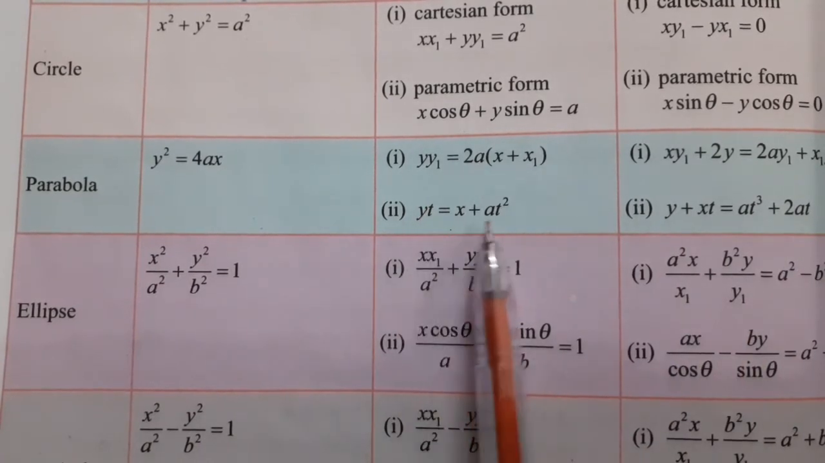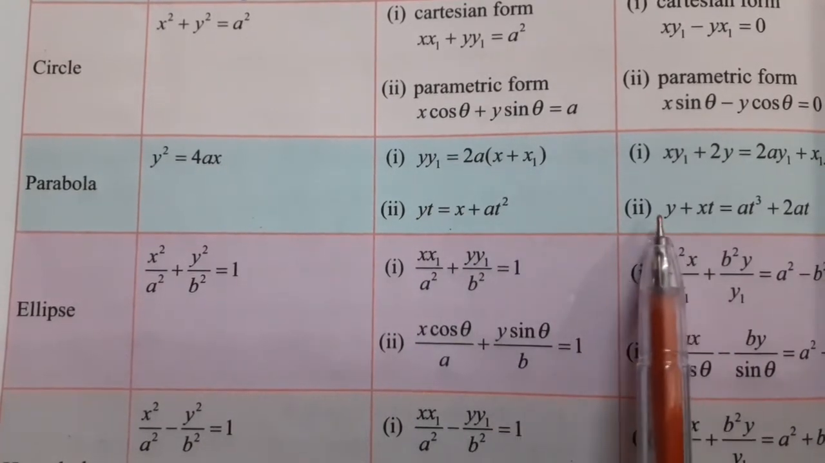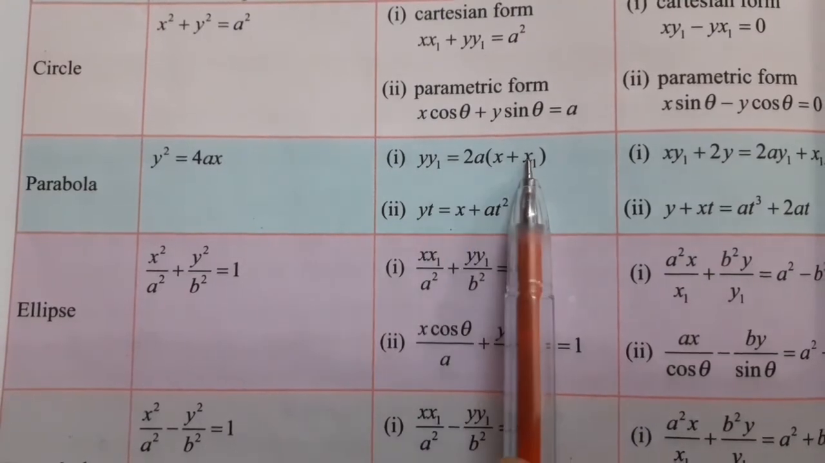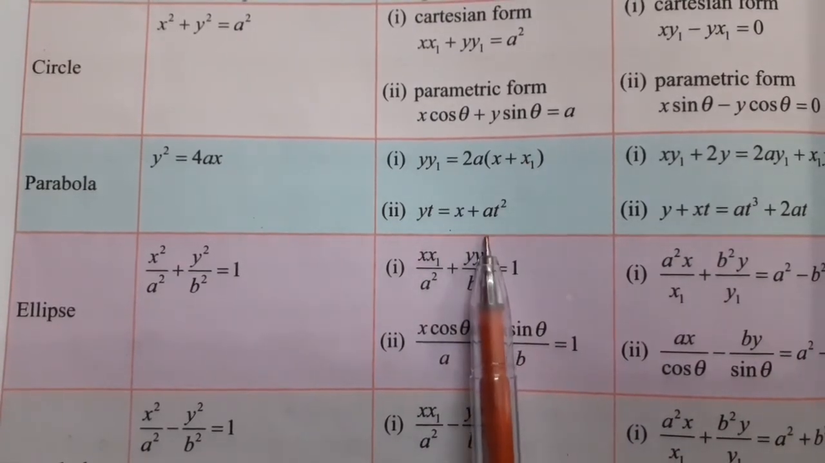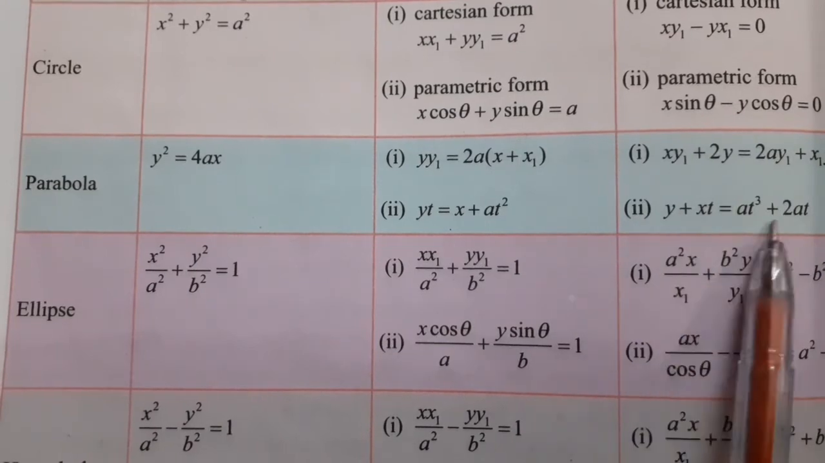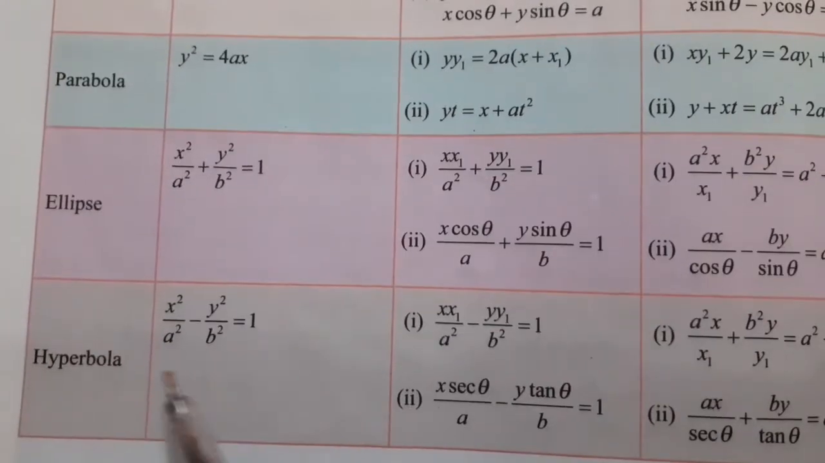This is the equation of the tangent in parametric form. This is the equation of the normal in parametric form. The first one is always Cartesian form, the second one is parametric form. Similarly, this is the Cartesian form and this is the parametric form. So next we go to the ellipse.